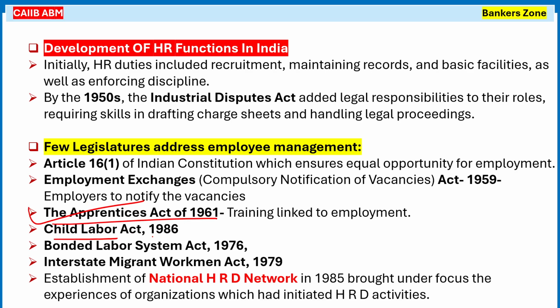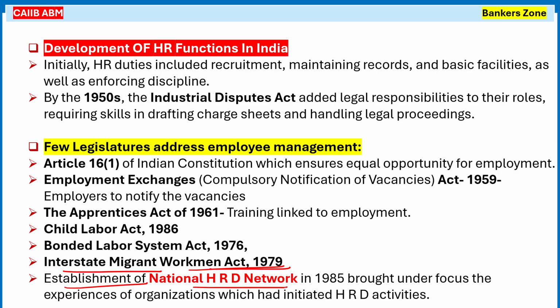So Child Labor Act 1986 to prevent the child labor. Bonded Labor System Act to prevent the forceful labor. What is bonded labor? Means they are forced to work. For they have given some loan, for example 50,000. Again that they have to work 1 year with the person who is lender. It is called bonded labor. Interstate Migrant Workmen Act 1979.